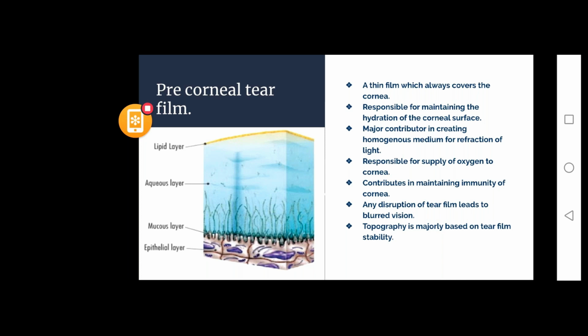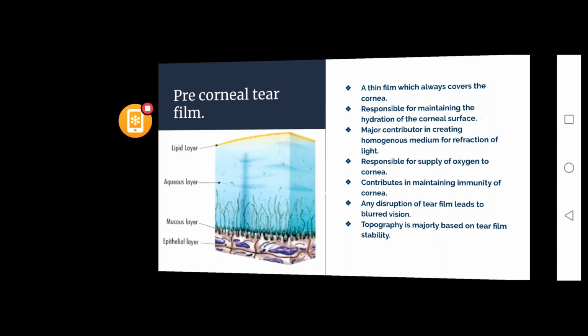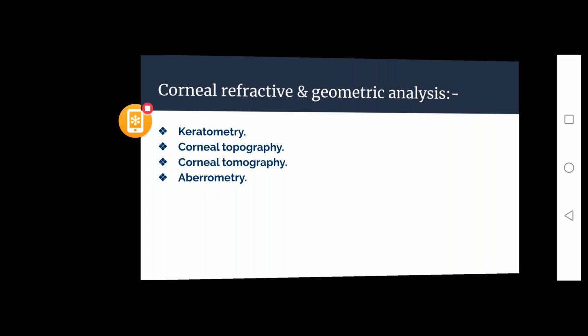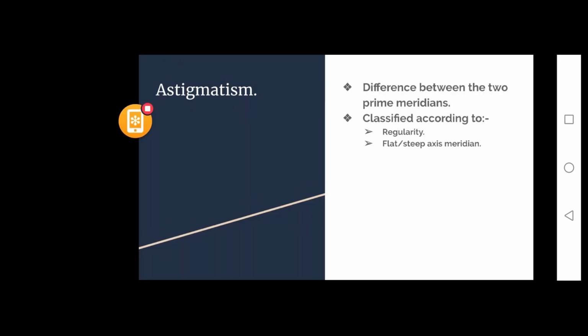So astigmatism, right? There are two things that we can measure about the cornea. Number one is the refractive analysis. Refractive analysis means how the light refracts through the cornea. I think the slide is stuck. Now can you see the slide? I hope everyone can see the slide of astigmatism. Can somebody please give a confirmation? Yes, sir. It's visible.